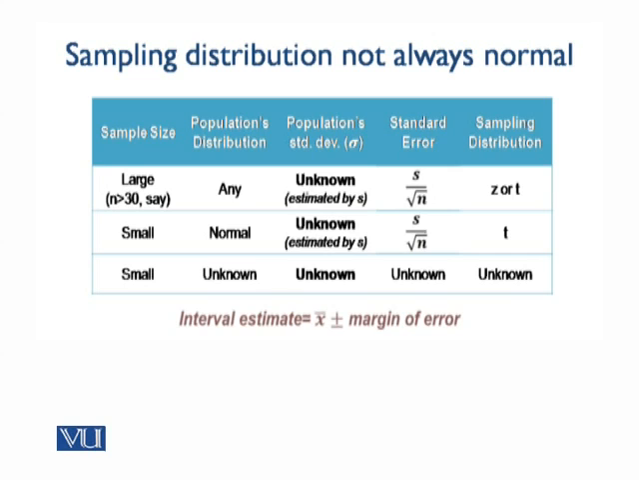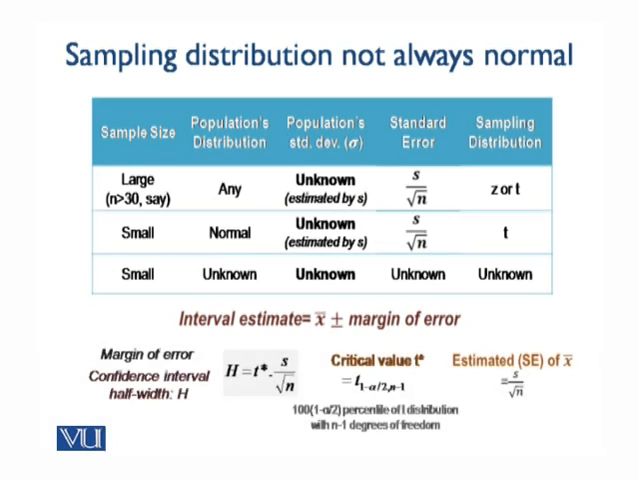So in summary, the interval estimate is equal to x bar plus or minus the margin of error. And it's very important that we specify and calculate the margin of error. If the margin of error is high, then our point estimator is not of great value. But if the margin of error is very low, then the point estimator has a lot of value.